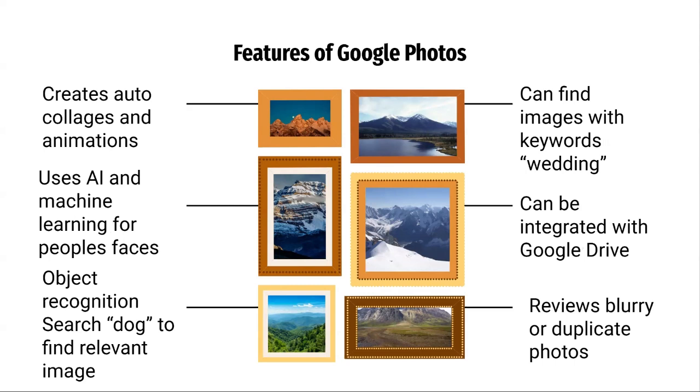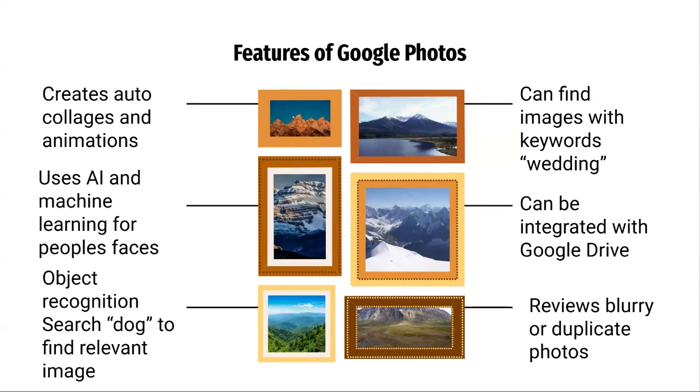Google Photos creates auto collages and animations. If you have a series of photos that were taken within a certain time frame, all of the same location and date and time, then those are automatically compiled into a single collage. You can find images with keywords, for example, wedding. This uses AI as well. You can also search for people's faces. You can label specific people. Google Photos will detect their face that repeats in multiple photos, and you'll be able to attach a name to that face. And once you've attached a name, you can search for that name.